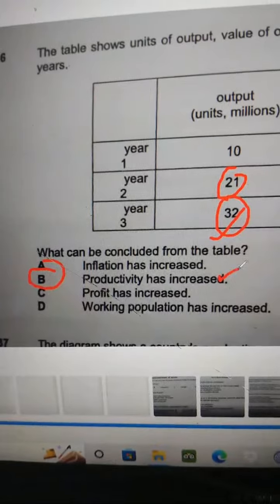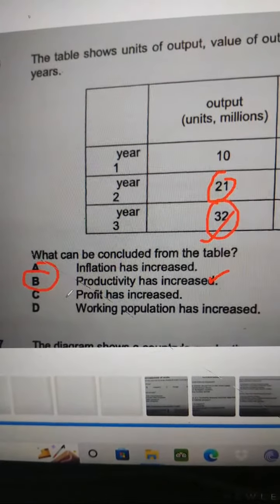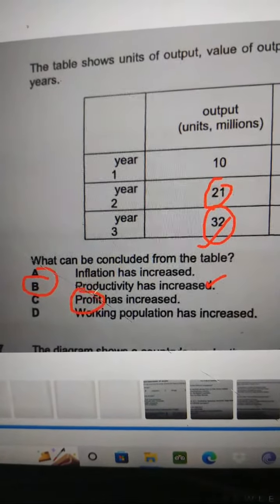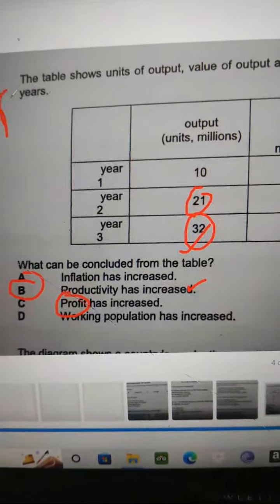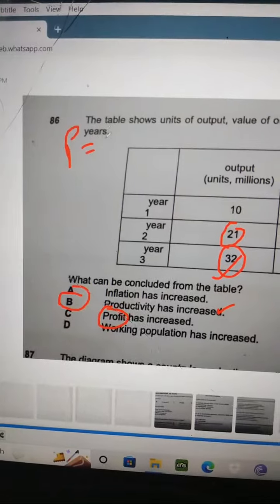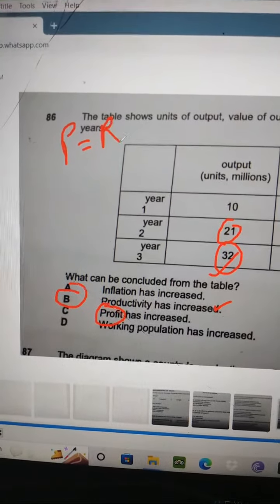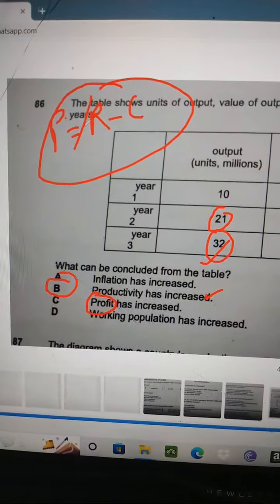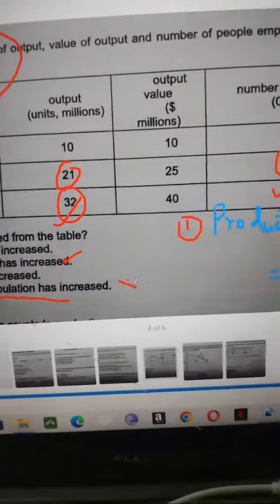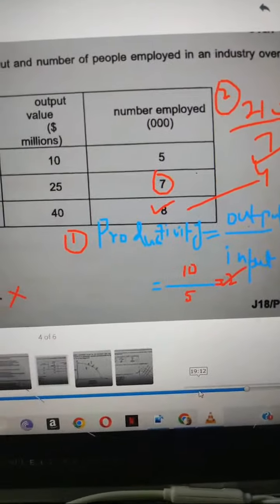B is the correct option. We cannot pick C because for profit, we should have the cost of production as well. Why? Because profit itself equals the revenue minus the cost of production. So for profit, the data is not enough. Working population is increased. It has nothing to do with the data which is given over here. So that's why B is the correct answer.